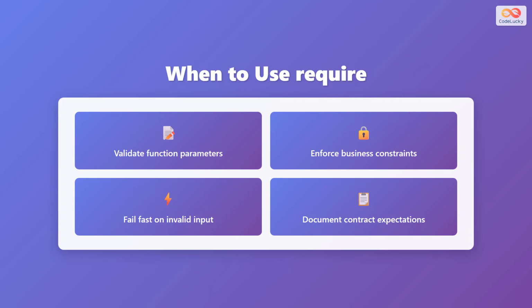Let's summarize when you should use the require function. First, use it to validate function parameters, ensuring callers provide appropriate arguments. Second, use it to enforce business constraints that must be met before processing. Third, use it to implement a fail-fast strategy on invalid input, catching problems at the entry point rather than deep in your application logic. And fourth, use it to document contract expectations, making your function requirements explicit and self-documenting. By following these guidelines, you'll write more robust and maintainable Kotlin code that prevents errors before they cause problems.